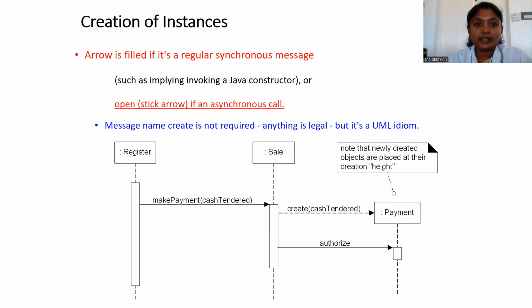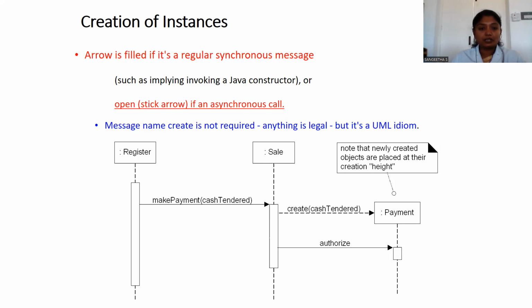The next one is creation of instances. How to represent the creation of instances? Instances are nothing but objects. Here we can create some new objects. It is possible for one object to create another object. That is called creation of instances. So how to create an instance or object? We will see that using one simple example.